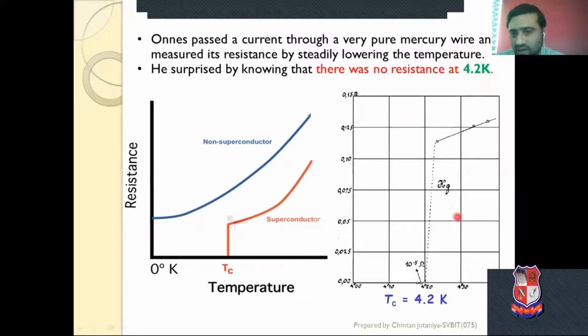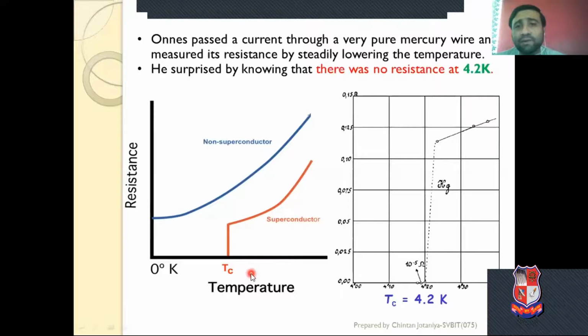This is the graph which he plotted, and we can see here that at 4.2 Kelvin its resistance is almost 0, 10 to the power minus 5 ohm. Almost negligible resistance is offered, while other metals have a high amount of resistance even at 0 Kelvin. So we have one more concept here.